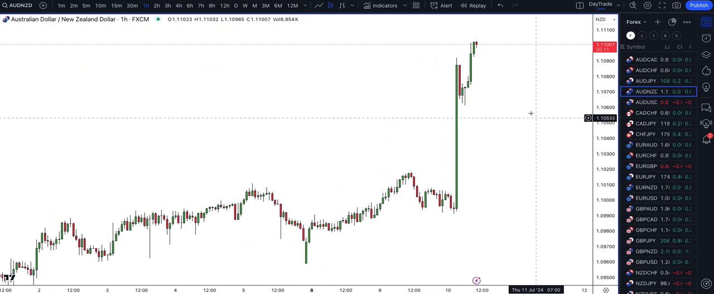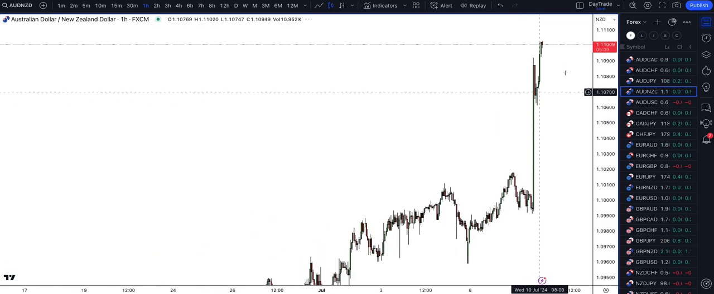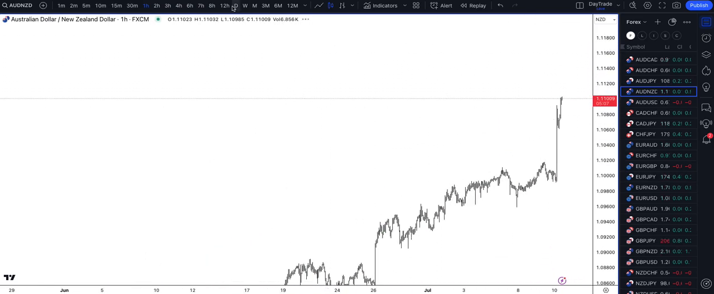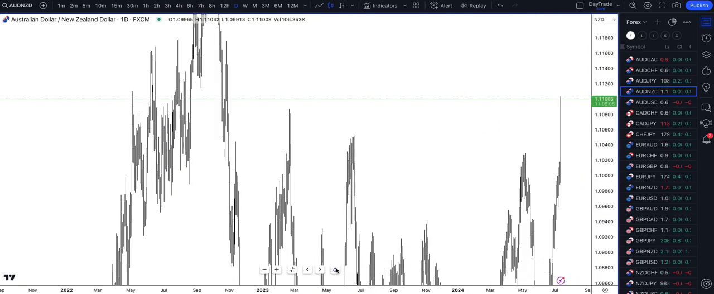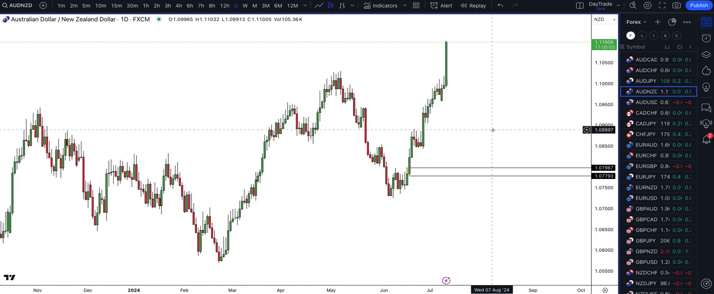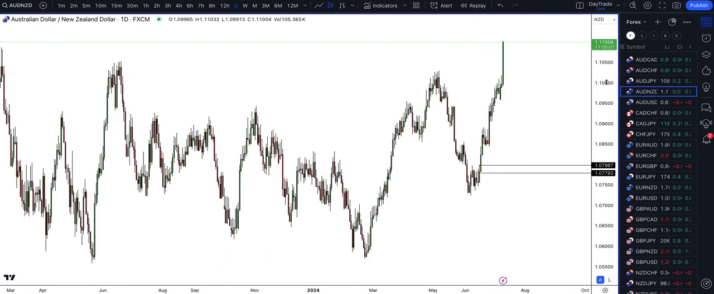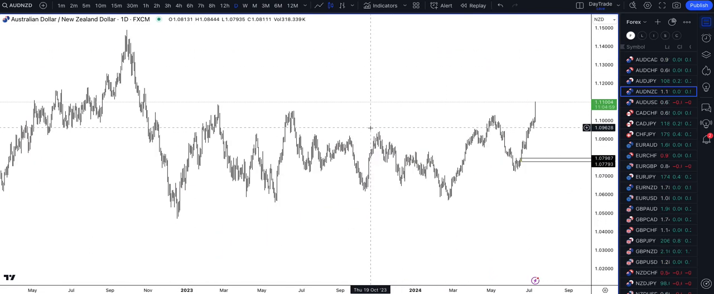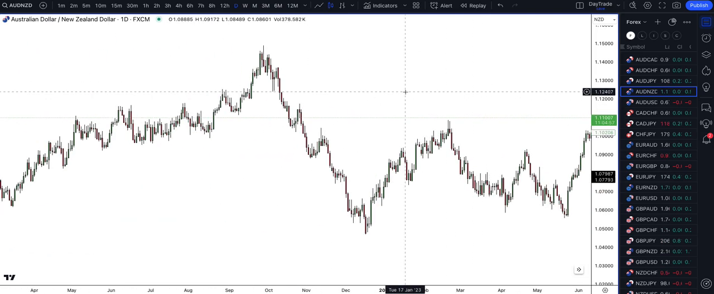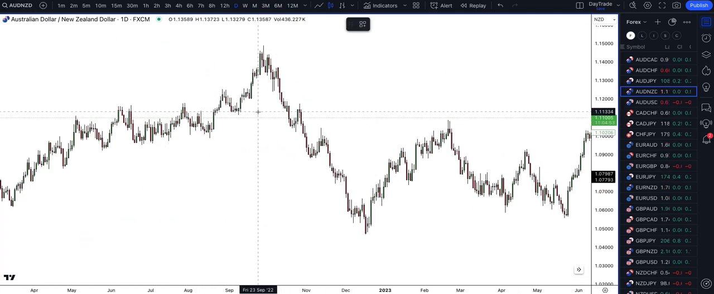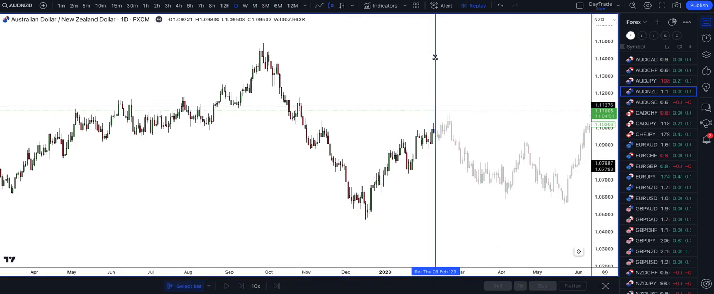Moving into Aussie dollar, Kiwi dollar, I think that's how you say it. Anyway, again, it's had a massive bull run over the past sort of month. So if I move over to the left hand side, we can see there's not really anything for me to look at apart from potentially where price is heading to right now.